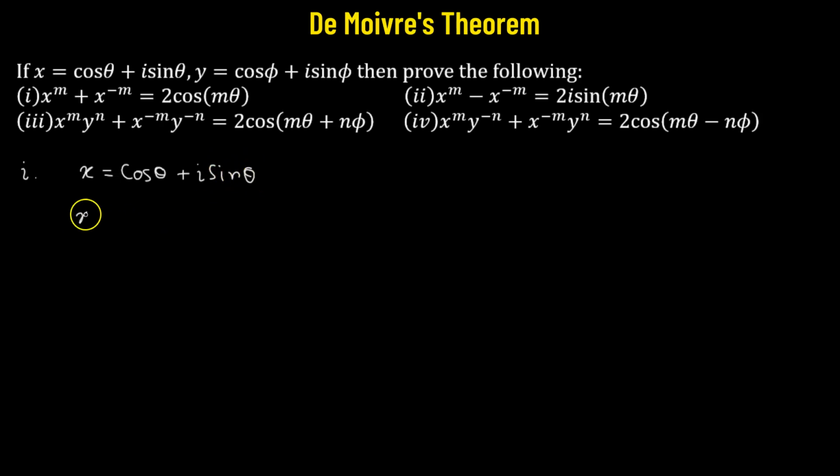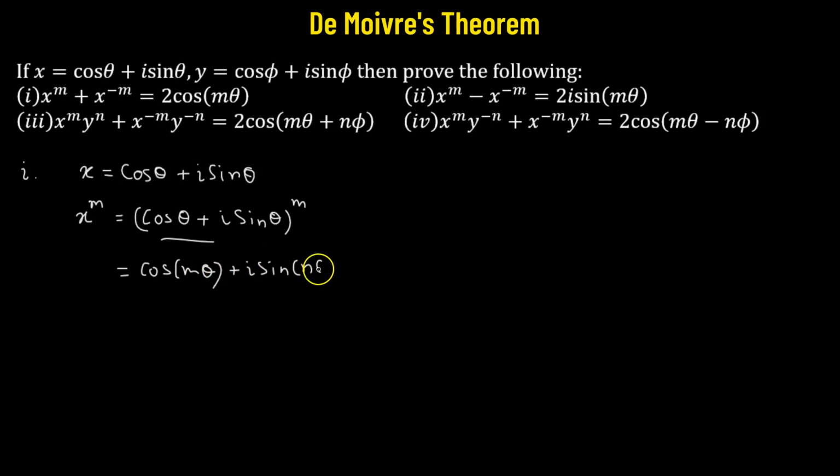Now we're going to raise both sides to the power m. So we have x raised to the power of m, which is given by cosine of theta plus iota times sine theta whole raised to the power of m. Here we can use De Moivre's theorem and rewrite it as cosine of m theta plus iota times sine of m theta.